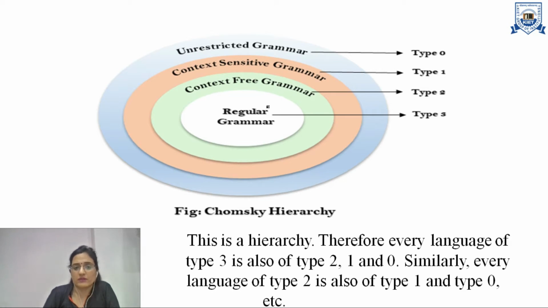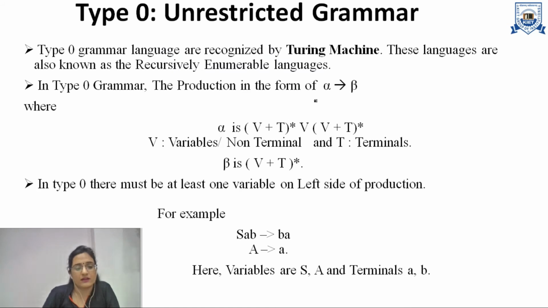In this hierarchy, the regular grammar is the subset of all the grammars, and the unrestricted grammar is the superset of all the grammars. That means every language which is of type 3 is also of type 2, type 1 and type 0. Similarly, every language which is of type 2 is also of type 1 and type 0, etc. So let's study the concept of all these grammars one by one.